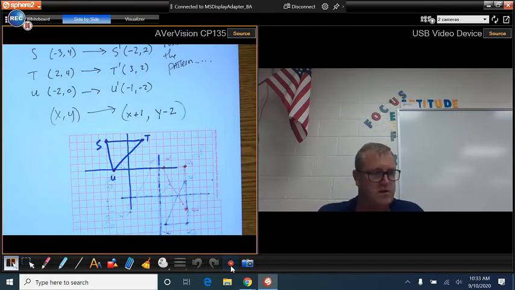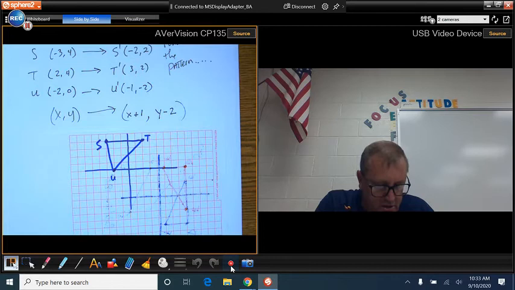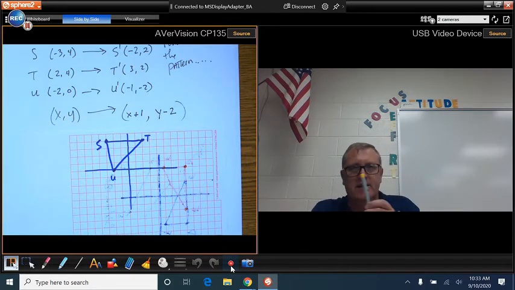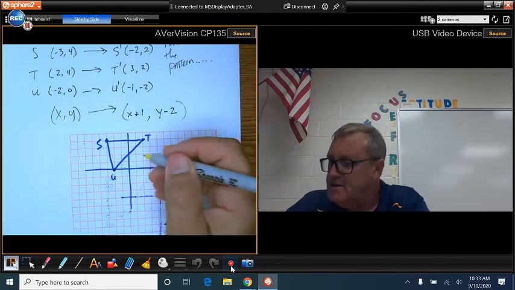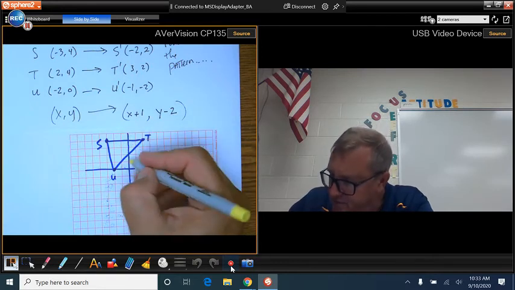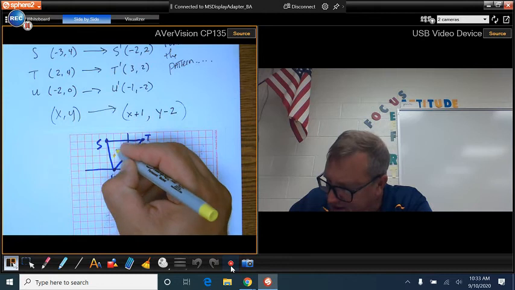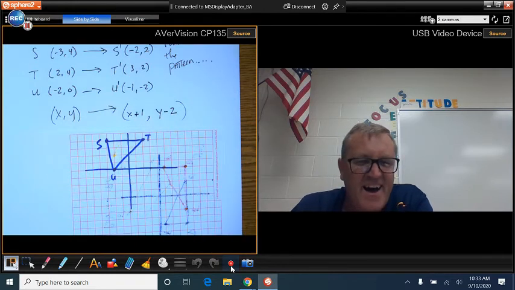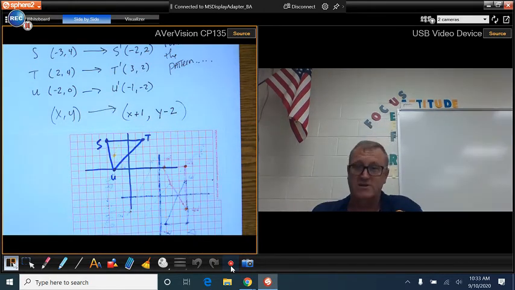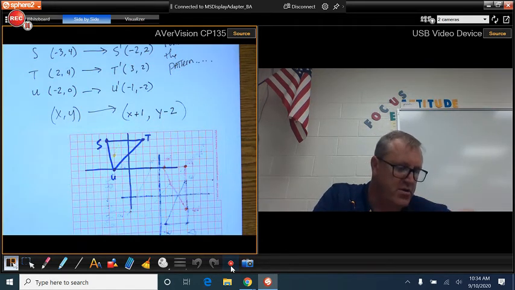Let's do a different color just because we can. What color should we use? Ooh, this orange or yellow looks good. I wonder if you can see it. Let's try it. S prime is -2, 2, -2, 2. Oh, I'm not sure. Can you see that? S prime? Oh, that is awful. I might just throw that in the trash. That is awful. No good.